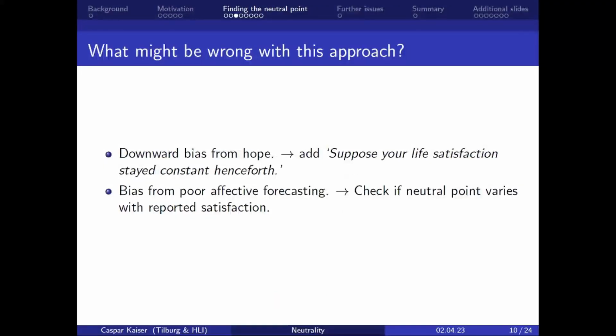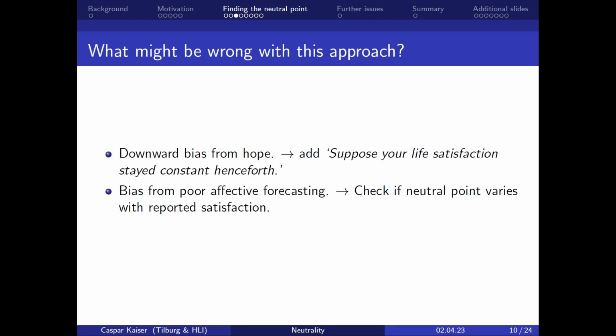But what might be wrong with this approach? I think that's important because this is a very ethically laden question. The first problem, which we only realized afterwards, is that we have a downward bias in the neutral point from hope. We didn't specify that people's life satisfaction wouldn't change again over their life course. So they might hope that at some point their life satisfaction would increase again. What that would imply is that the number they select would be lower than the true number, because they would hope to go up again at some point.